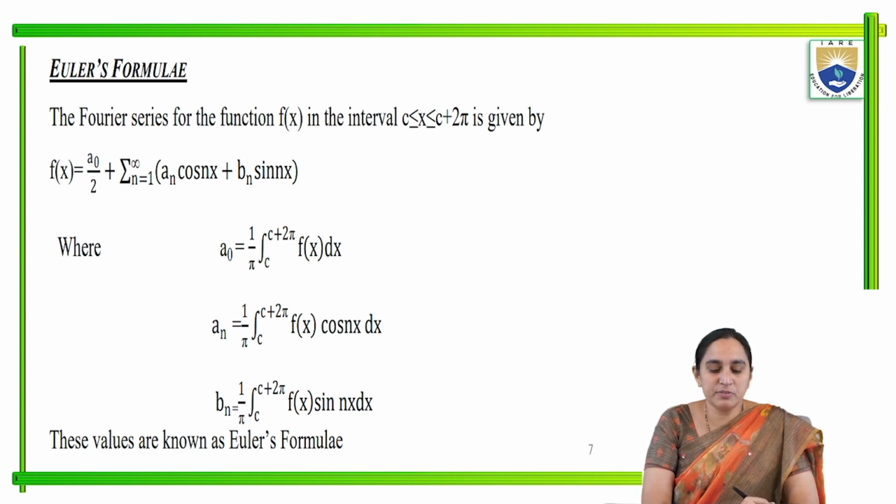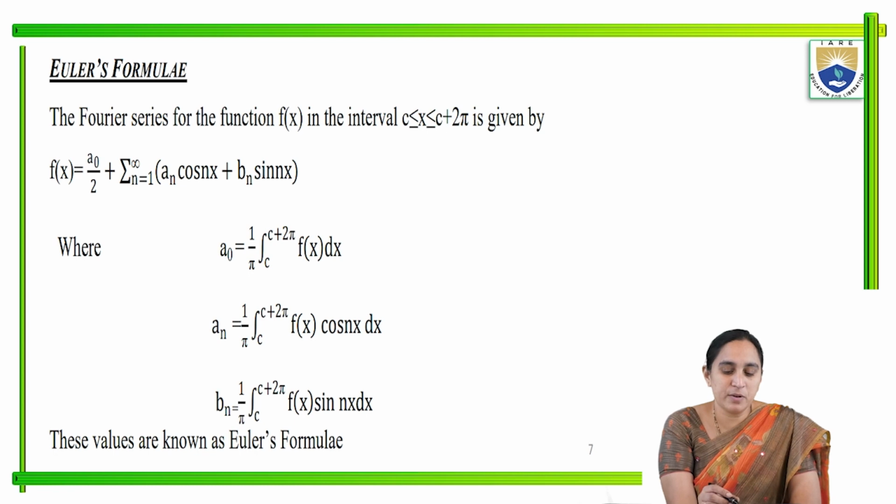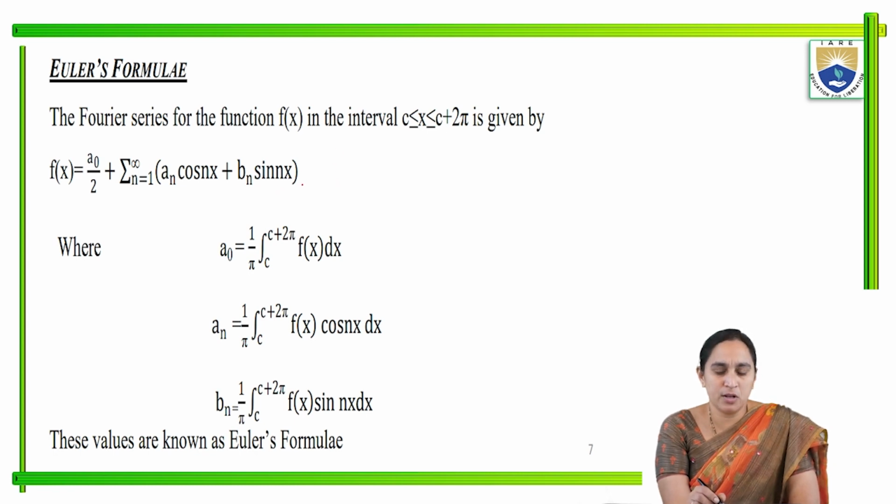The Fourier series of the function f of x in the interval c less than or equal to x less than or equal to c plus 2 pi is given by f of x is equal to a naught by 2 plus sigma n is equal to 1 to infinity a n cos nx plus b n sin nx.